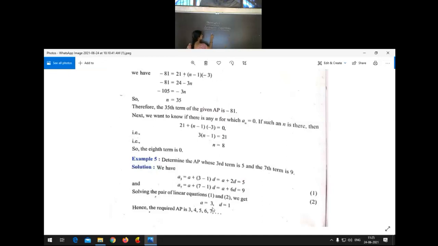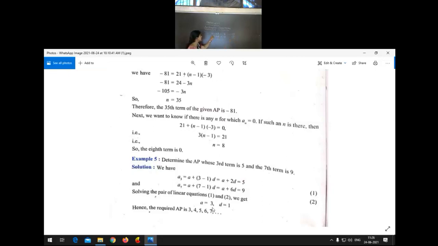a plus 2d is equal to 5. This is the first equation according to the given AP. Third term is 5. Third term is represented by a plus 2d, which is equal to 5. Then the second statement is seventh term is 9. Can you guess the seventh term? That is a plus 6d, which is equal to 9. So now this is equation number 1. This is equation number 2.